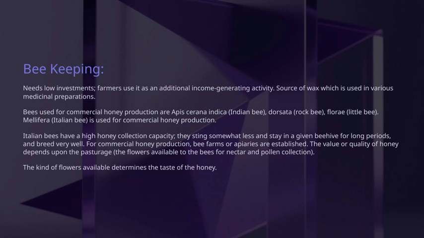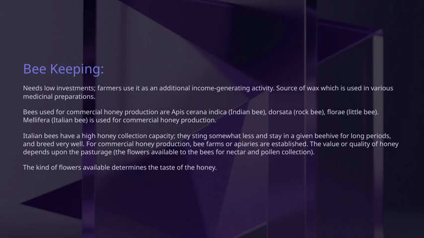Why? Well, Italian bees are excellent at collecting honey. They have a high honey collection capacity. They tend to sting less, which makes managing them easier, and they stay in a single hive for longer periods, which is beneficial for honey harvesting. Plus, they breed very well, ensuring a steady supply of bees.